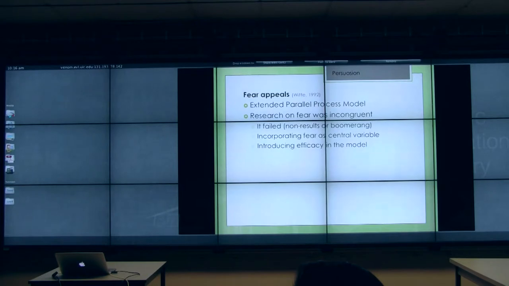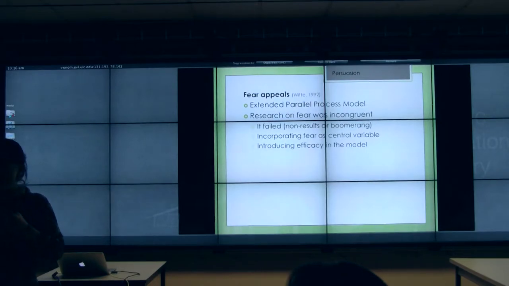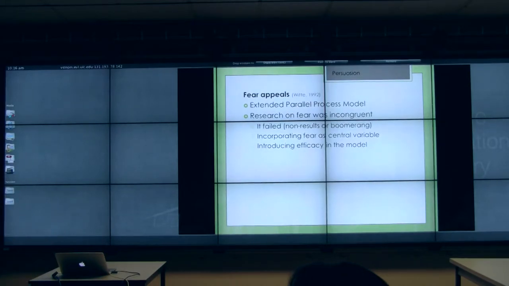Now, Witte in 1992 designed one of, in my opinion, the most elegant theories, the extended parallel process model. Again, trying to make sense of the literature. He found that sometimes fear appeals were effective and people reacted to it, so you scare people off and they go and get a colonoscopy, or they go and get screened, or they stop smoking. But other times you scare people off and they don't do anything. And sometimes, even worse, they do it more. So he was like, we have to make sense of what's going on with fear. I'll show you the model later, but I'll just show you now an ad.